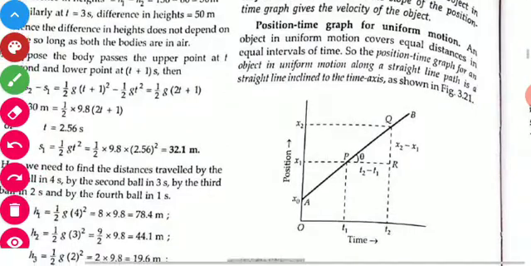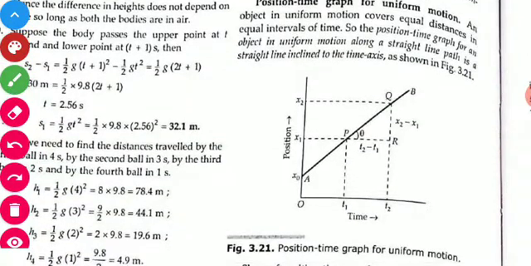Now students, next we have the graph of an object which is in uniform motion. It is basically a straight line, but not horizontal and not vertical. It is a straight inclined line. In this, if you see, this is x2 minus x1 and this is t2 minus t1. So this is the change in displacement, and this is the change in time.